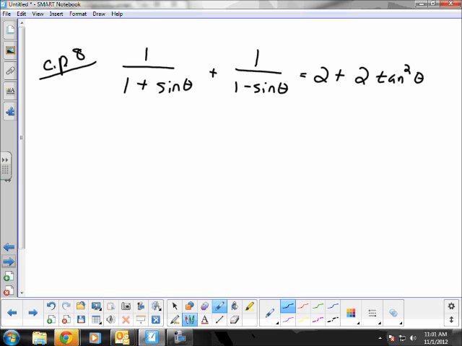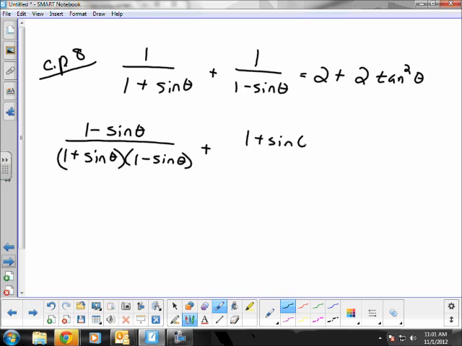So what am I going to do here on the left side where my fractions are? Because we always take fractions, right? Common denominator, which is 1 plus the sine of theta times 1 minus the sine of theta, right? So I'm going to have 1 minus the sine of theta times 1, over 1 plus the sine of theta times 1 minus the sine of theta, plus 1 plus the sine of theta times the one that was already there, so I don't have to put it on there.